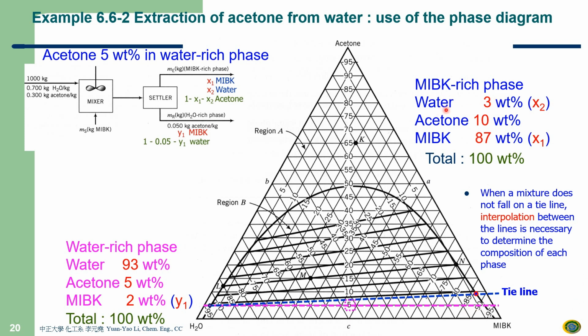So water is x2, and MIBK is x1. Bingo, without doing any input-equals-output calculation, you already get these 3 answers: x1, x2, and y1. Why? Because this is phase equilibrium.